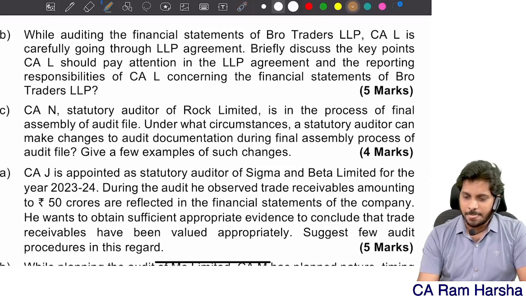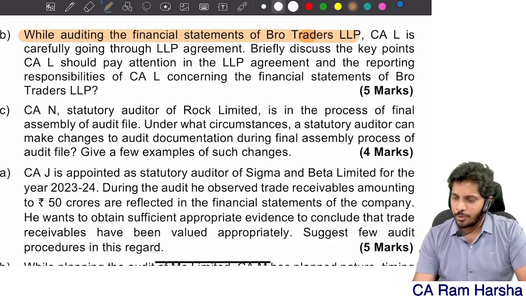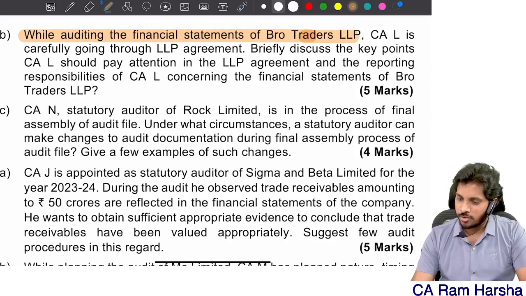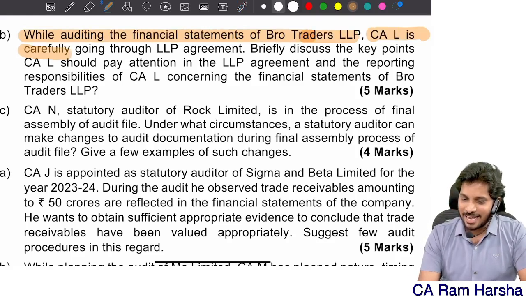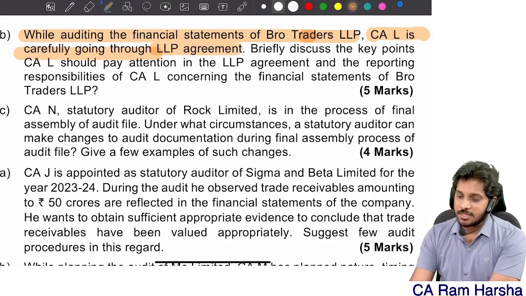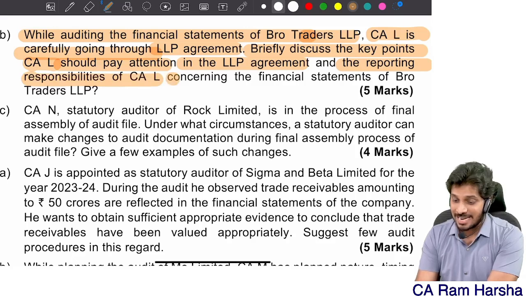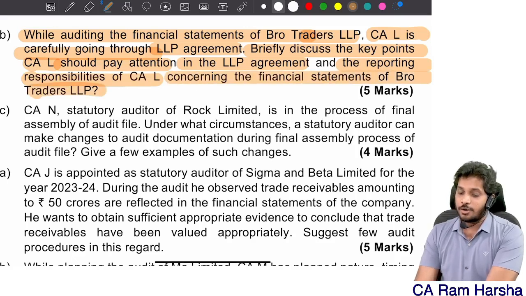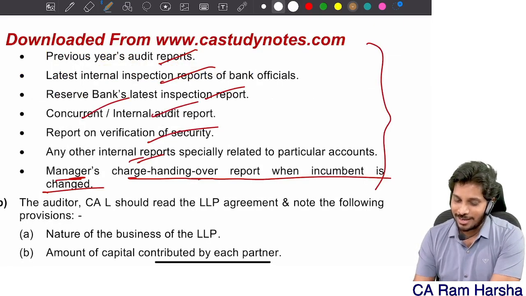While auditing the financial statements of Bro Traders LLP, the auditor is carefully going through the LLP agreement. Briefly discuss the key points the auditor should pay attention to in the LLP agreement and the reporting responsibilities concerning the financial statements of Bro LLP. Too awkward.